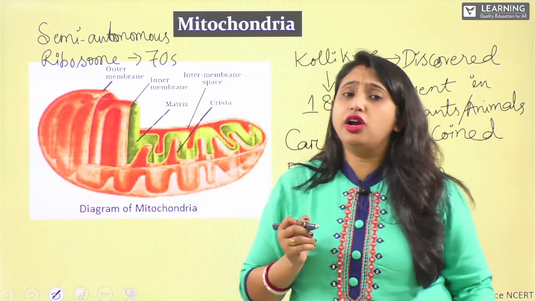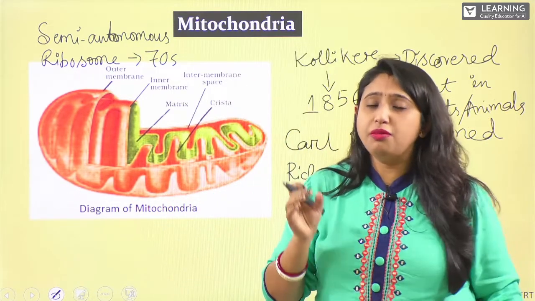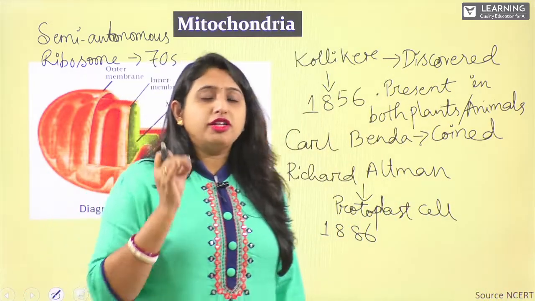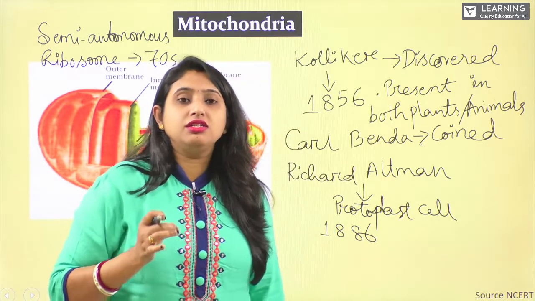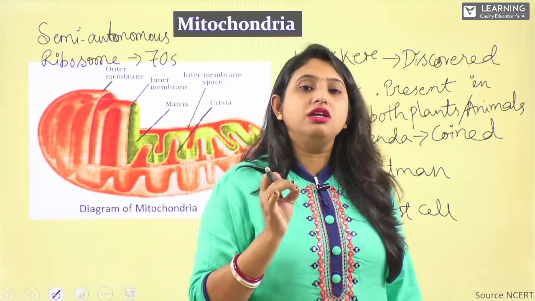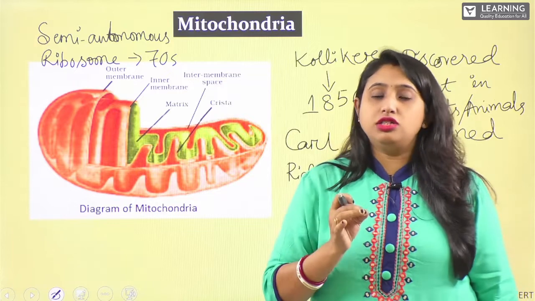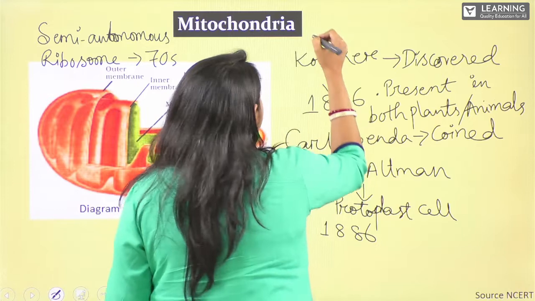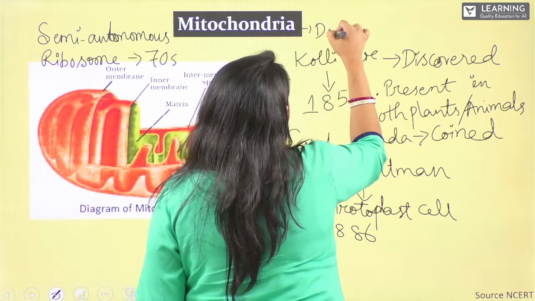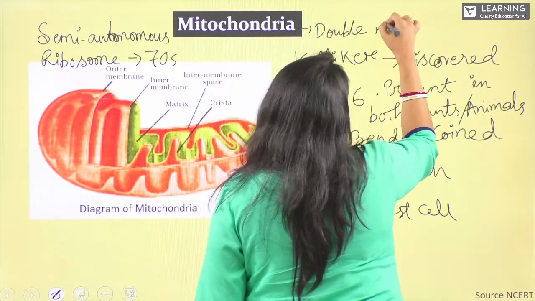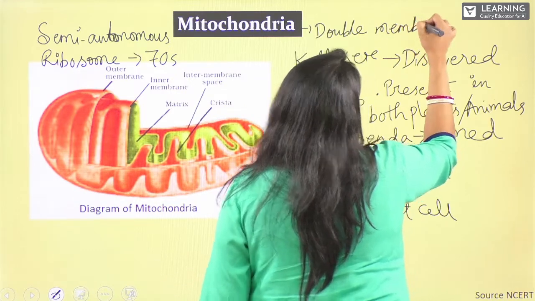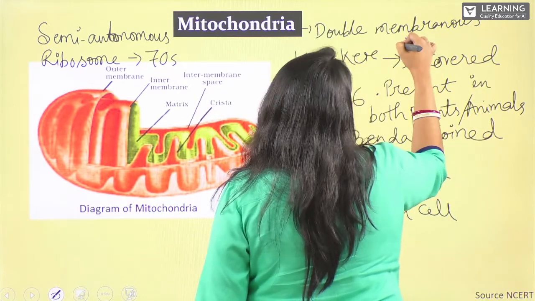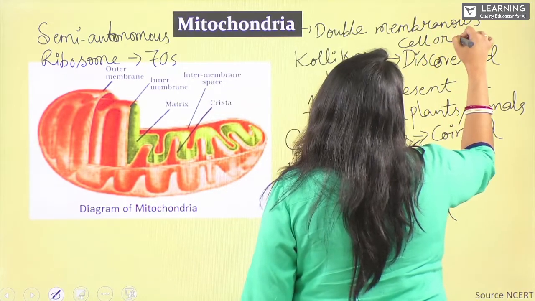Now, these are the cell organelles which have the double membrane. Okay, so this mitochondria and chloroplast. Mitochondria and the chloroplast, these two are the double membrane cell organelles. So, mitochondria is a double membranous cell organelle. You can write double membranous cell organelle.